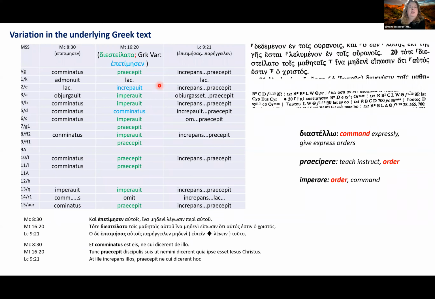So I draw your attention to Matthew 16:20, a synoptic parallel to Mark 8:30, one of our comminari passages. Again, in this slide, the most important thing is this column in the middle here. Here in Matthew 16:20, we find the majority of Latin manuscripts reading praecipere or imperare in response to the Greek diastello. However, as noted in Nestle-Aland, we also have the Greek text of Beza and Codex Vaticanus attesting epitimao. This Greek variant is supported in the Latin evidence by the increpare of VL2 or E and comminatus of VL1 or 5D.